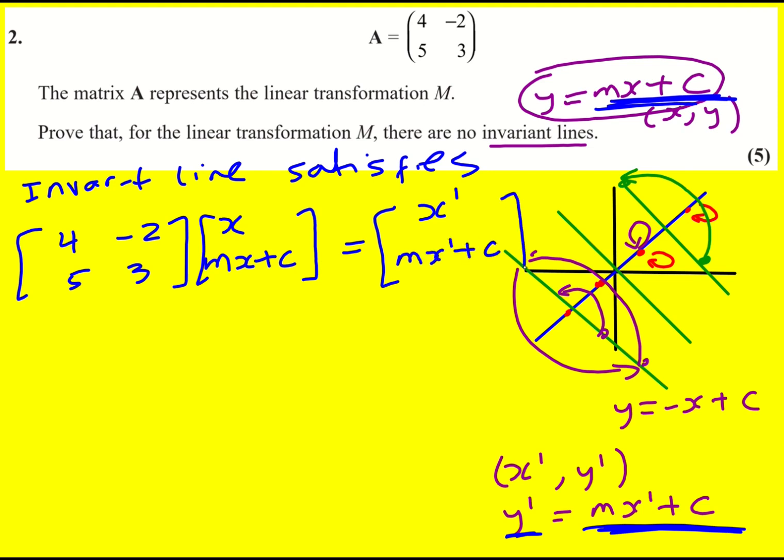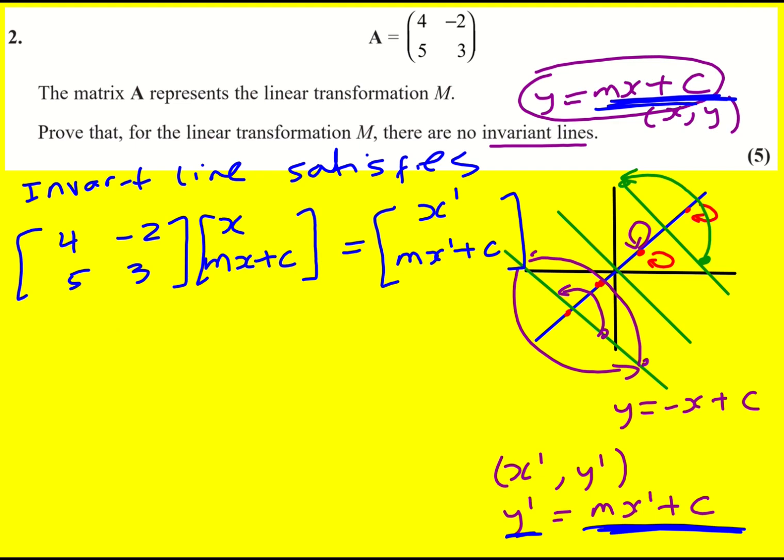And this is your way into any question where you're asked to find the invariant lines, or in this case, show that there's no invariant lines. If you're ever asked to show that something is an invariant line, then what you'd be doing is just substituting your invariant line in the same sort of way and trying to get to this, but I'm not going to talk about that here.